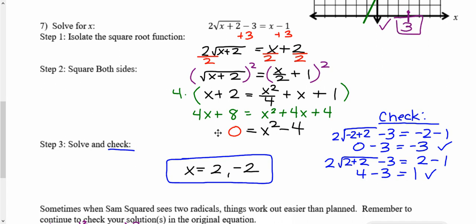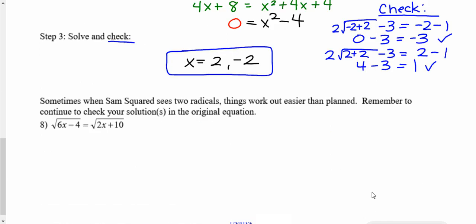That's a quadratic. So I set it equal to 0. And then to solve that quadratic, you can either factor it to get x plus 2 times x minus 2, or you can move the 4 over and square root both sides, which would give you plus or minus 2 as well. When we check our answers for this one, I plug in -2, and that gives me -3 equals -3. I plug in +2, and that gives me 1 equals 1. So both of these solutions work. And sometimes we have two solutions to a radical equation like this. Sometimes we have one solution, sometimes we have no solution. You just have to check.